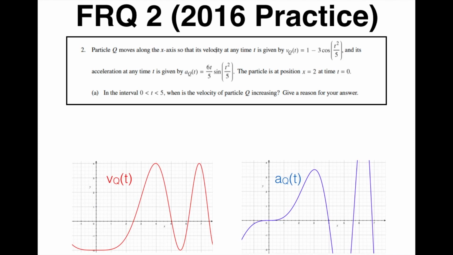In the interval between 0 and 5, when is the velocity of particle q increasing? Give a reason for your answer. Given that we have our calculator, we might as well graph these two functions. Here's v sub q of t, and here's a sub q of t. So we have to be careful. We are only focusing on the interval 0, 5, so we will only look from here to here, and on the acceleration graph from here to there. So when is the velocity of particle q increasing?